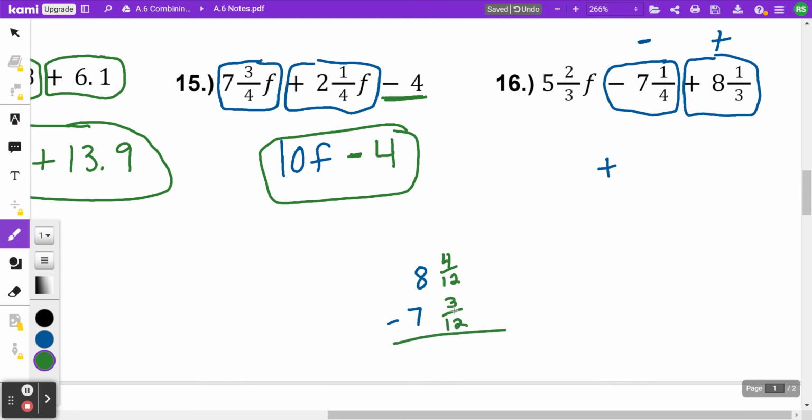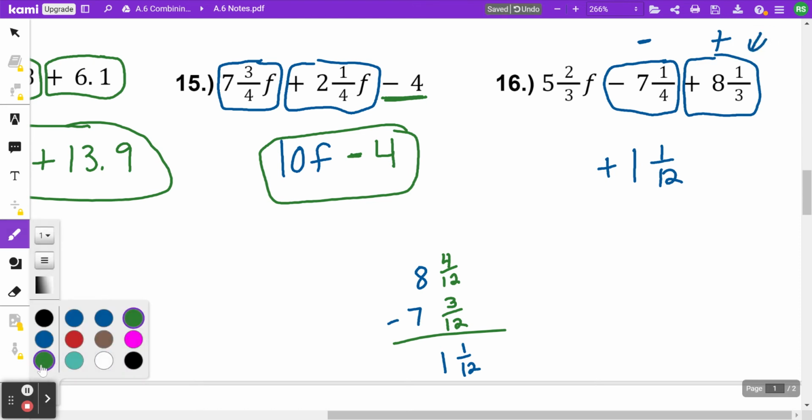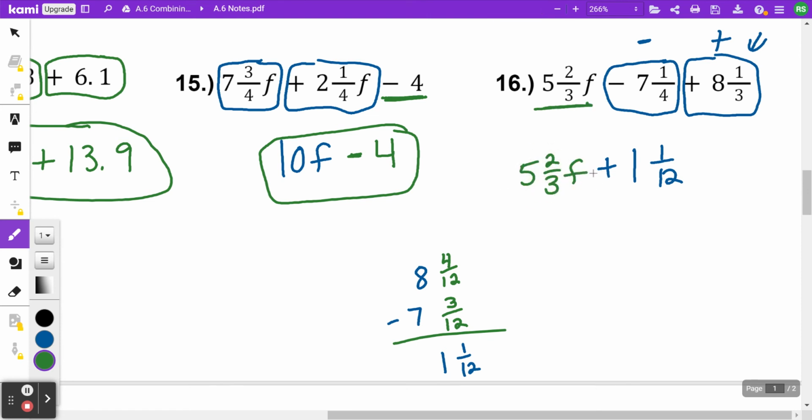So 4/12 minus 3/12 is 1/12. 8 minus 7 is 1. So 1 1/12. And we already said it's got to be positive because there's more positives. Okay, and then to finish this problem off, this 5 2/3 F is just going to stay 5 2/3 F. So there's our final answer.